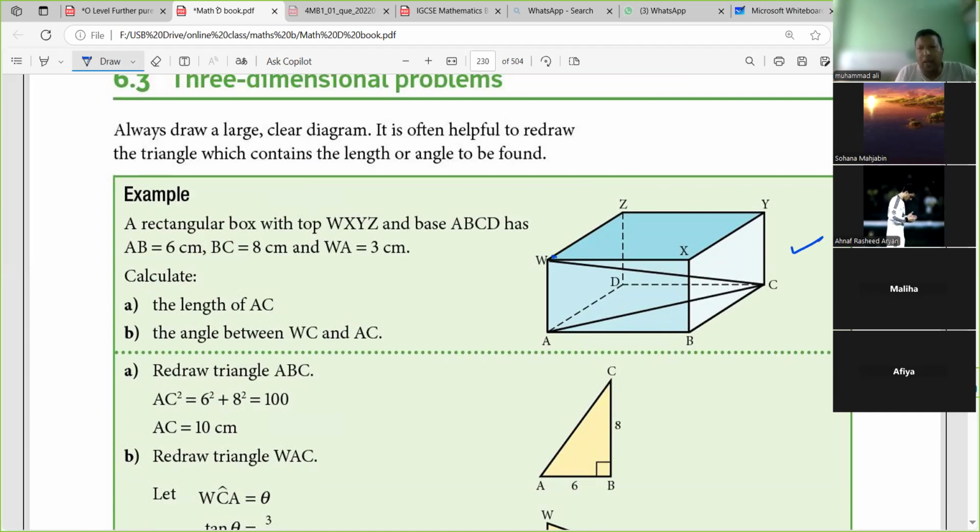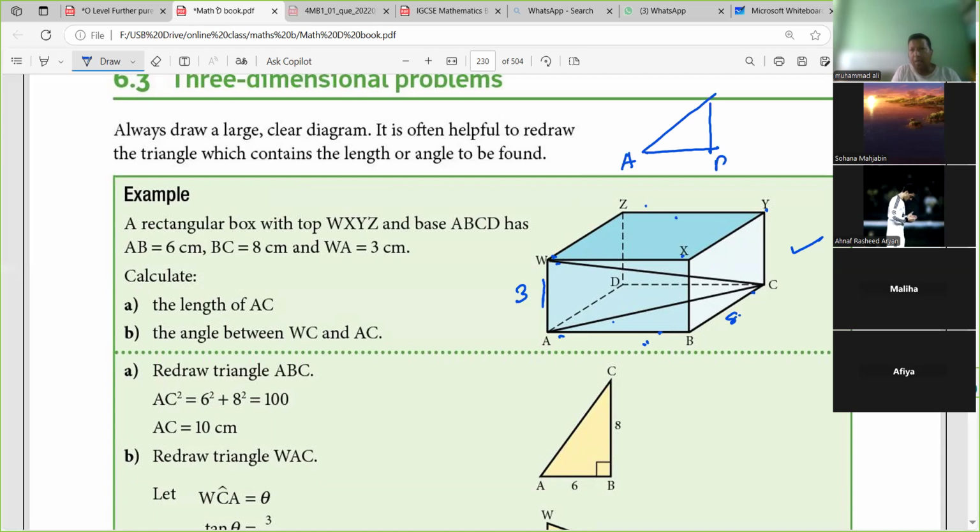W, X, Y, Z is the top, and A, B, C, D is the base. AB is 6 centimeter. BC equals 8 centimeter. And WA, this height, is 3 centimeter. Calculate the length AC. Here one thing is very important: redraw the figure. For length AC, we have to redraw ABC.